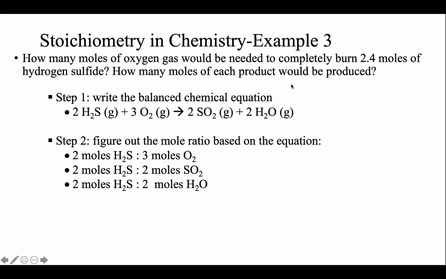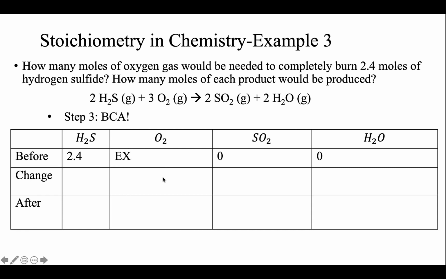Okay, so again, step 1 is to write the balanced chemical equation. And then we're going to figure out the mole ratio based on the equation. So basically the ratio between H2S and O2 is 2 moles to 3 moles. And the ratio between H2S and SO2 is 2 to 2. And the ratio between H2S and H2O is also 2 to 2. And the next step is our BCA table.